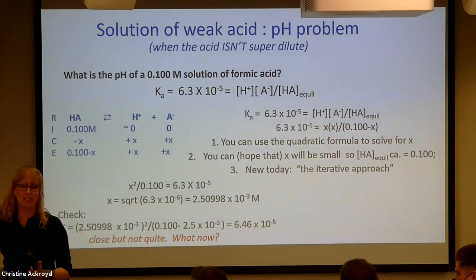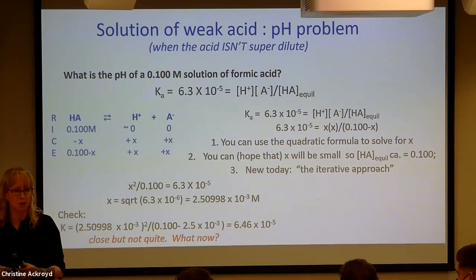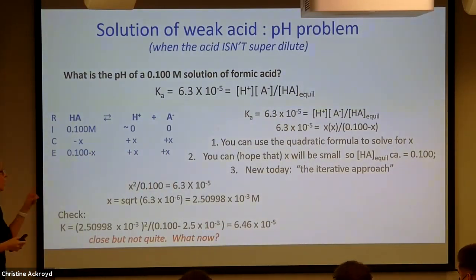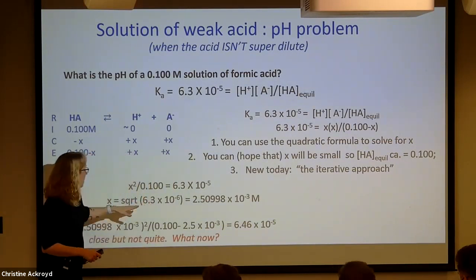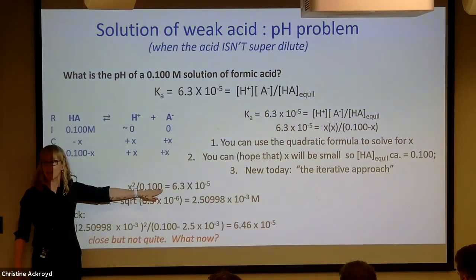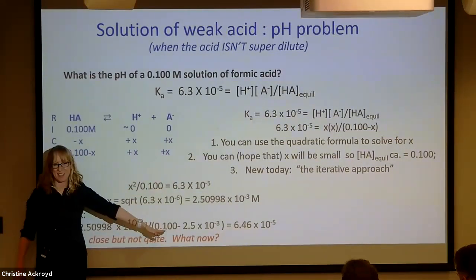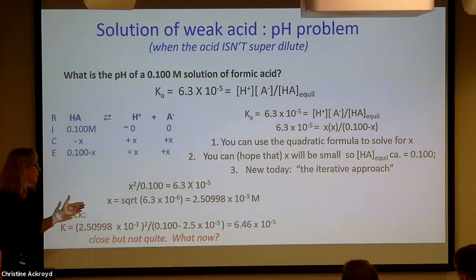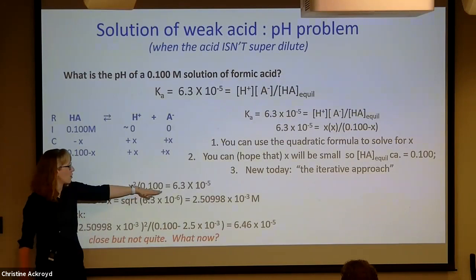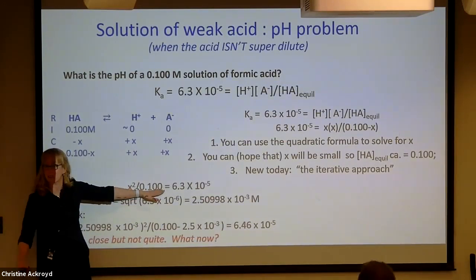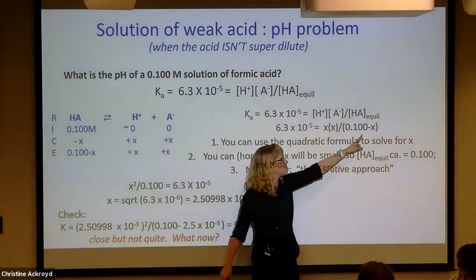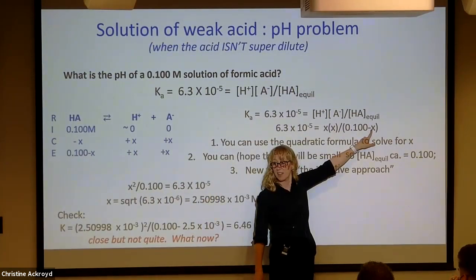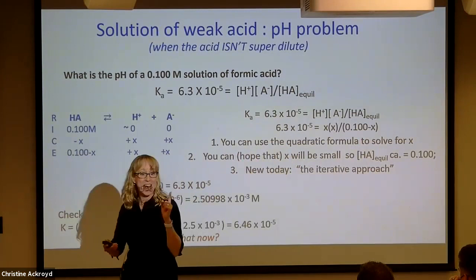The value of x that we calculated, is it way wrong or just a little bit wrong? It's just a little bit wrong. Is the value for x closer to the real value for x than assuming that x is 0 is? It is. So the x that we calculated, it's not exactly right. But instead of assuming that 0.100 minus x is equal to 0.100, what if we took our close but not quite right value for x, plugged it in the denominator? Can we do that? We can. And that is the iterative approach.